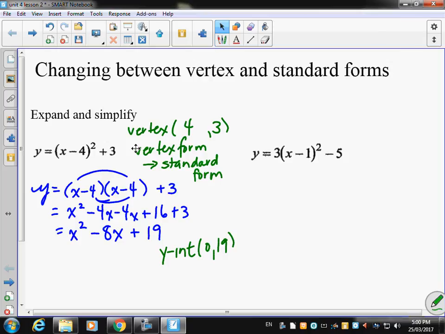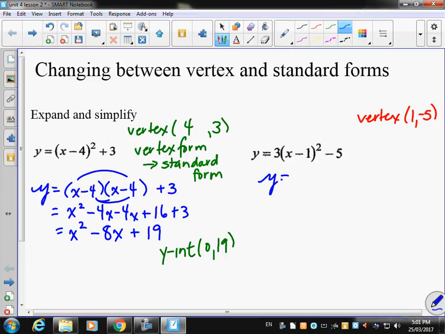Okay, the second one, same idea. Y equals 3 times x minus 1 squared subtract 5. We've been asked to expand and simplify, so I'm heading for standard form. So let's just write off to the side here what I know. I know my vertex is positive 1, opposite to what you might think, down 5. So to expand, my hint would be write it out twice. X subtract 1 squared means two of those. The 3 isn't squared, just the bracket is squared.